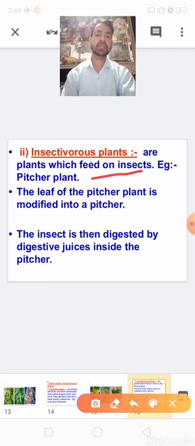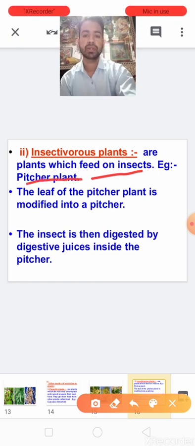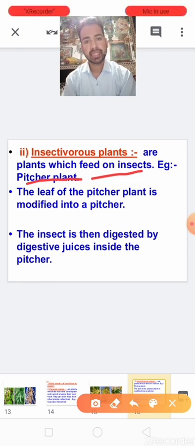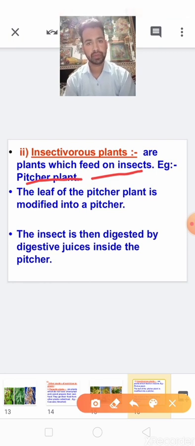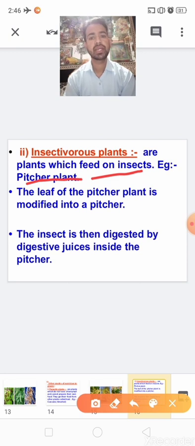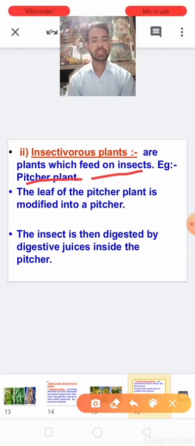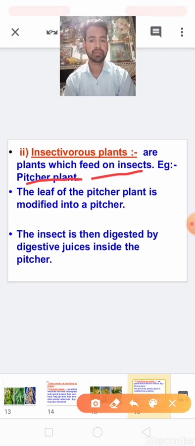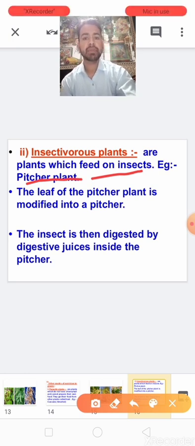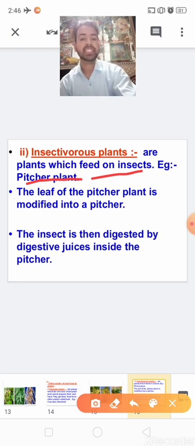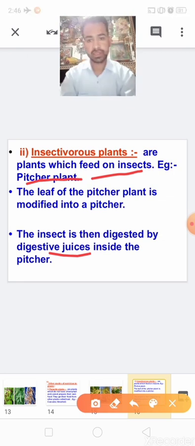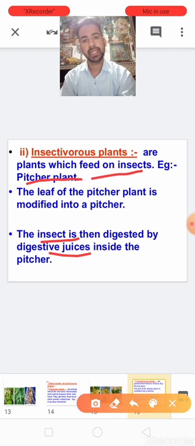Example of insectivorous plant are pitcher plant. Or can you give any other example? The other example, that is Venus flytrap. Two example we can give of the insectivorous plant. First, that is pitcher plant, and second, that is Venus flytrap. Okay, these type of plant, they have the digestive juices also. They have the digestive juices, and by use of their digestive juices they can digest the insect.